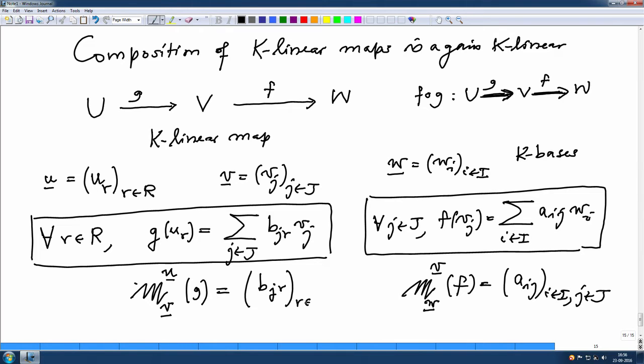R is in R, J is in J. So, this is an I cross J matrix, this is an M, J, R matrix, and this is a matrix in M, I, J, right. And you want to define composition; we already know how to define composition. I want to write down the matrix of this now. So, what will be the matrix of this?